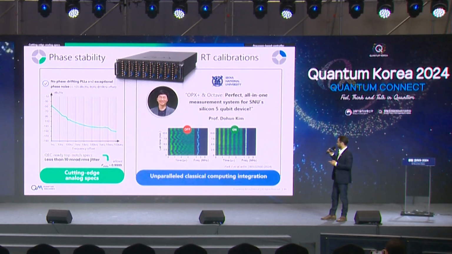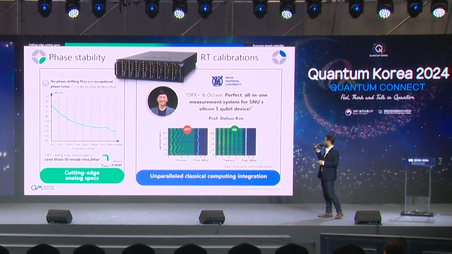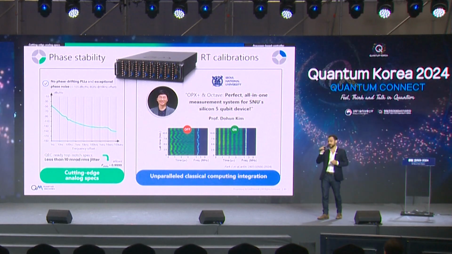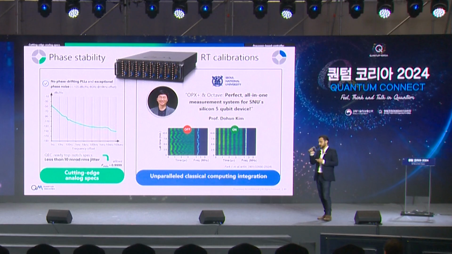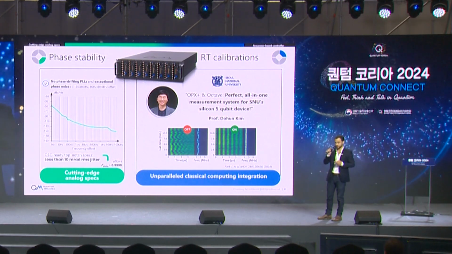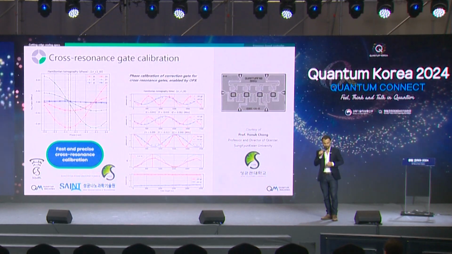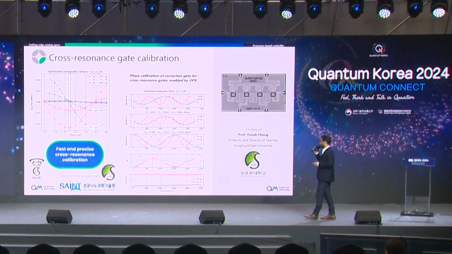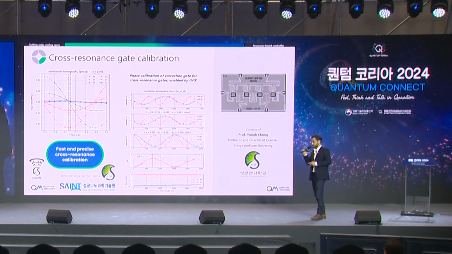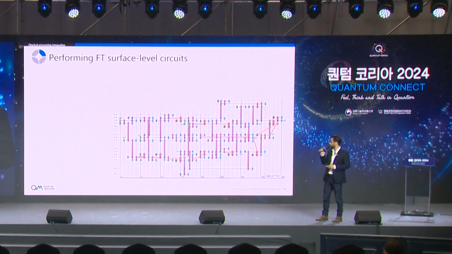But then, of course, the processing itself, and here we have a beautiful result from Seoul National University, from Do-Han Kim's lab, where they implemented Bayesian estimation-based tracking and correction of a qubit frequency in real time. All of that done in real time. It was recently put on arXiv. Very beautiful result. Also, a beautiful result from SKKU with fast and precise cross-resonance calibration. Results that we're very proud of and are happy to show here.